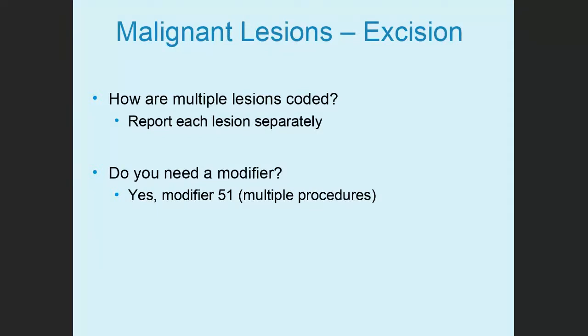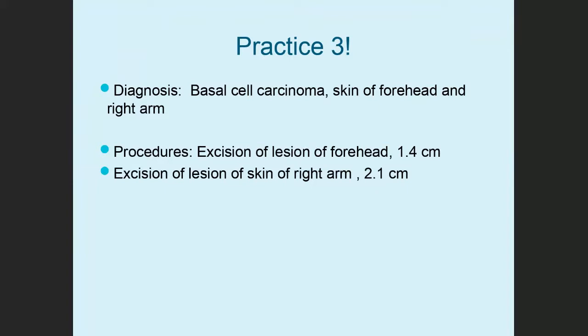So how are multiple lesions reported? Code each lesion separately. Report the most extensive lesion, the biggest or deepest or most troublesome one first, and then a modifier 51 on additional lesions. Here's a practice for malignant lesions. If you want to pause the video, you can do so now. Basal cell carcinoma on the skin of the forehead and right arm. Excision of lesion on the forehead is 1.4 centimeters. Excision of lesion of the skin of the arm is 2.1 centimeters.